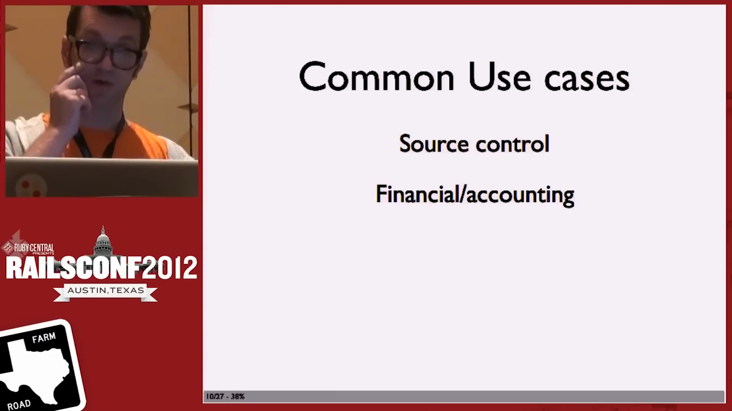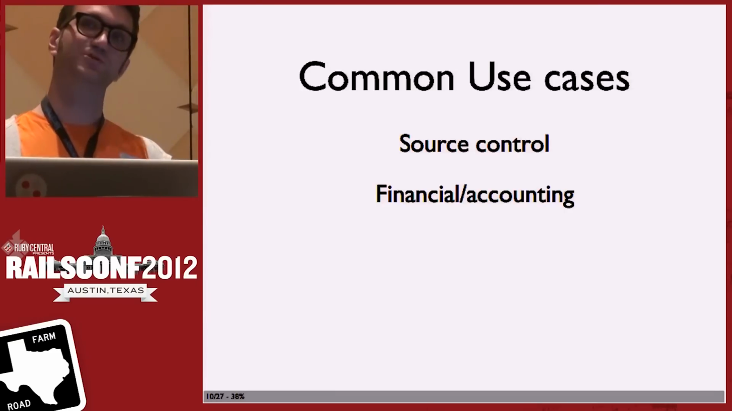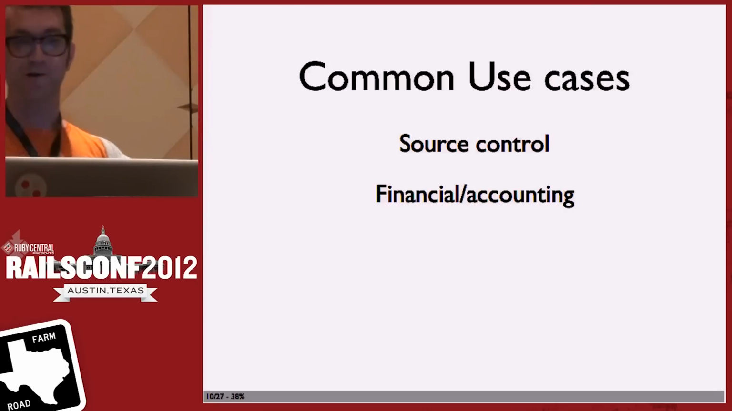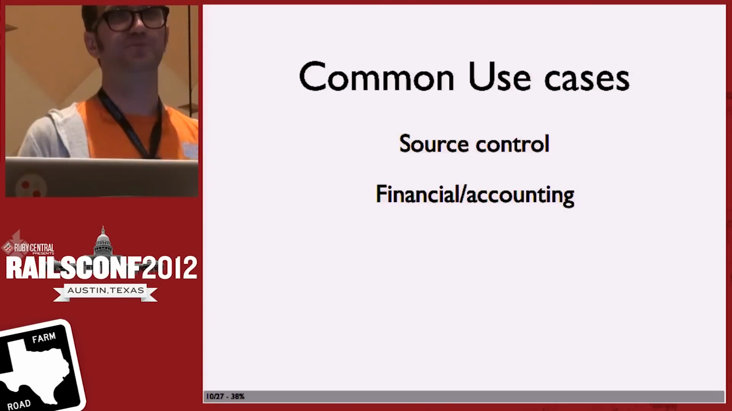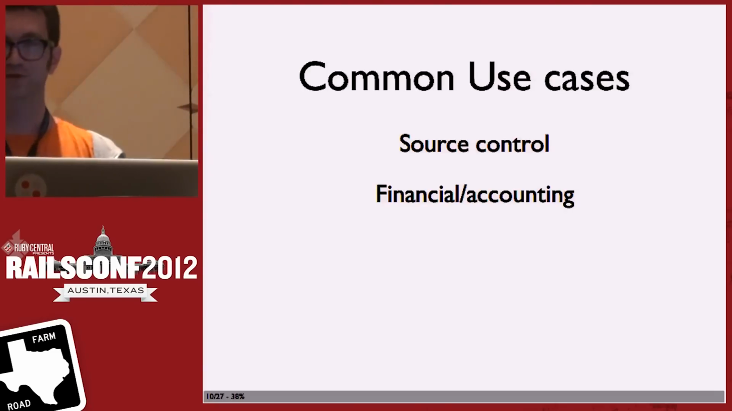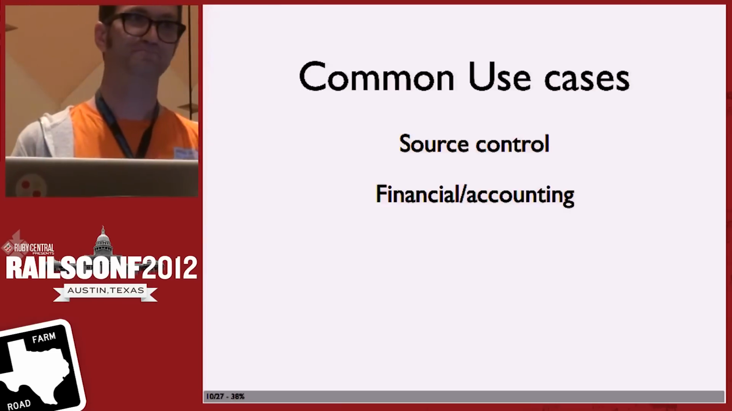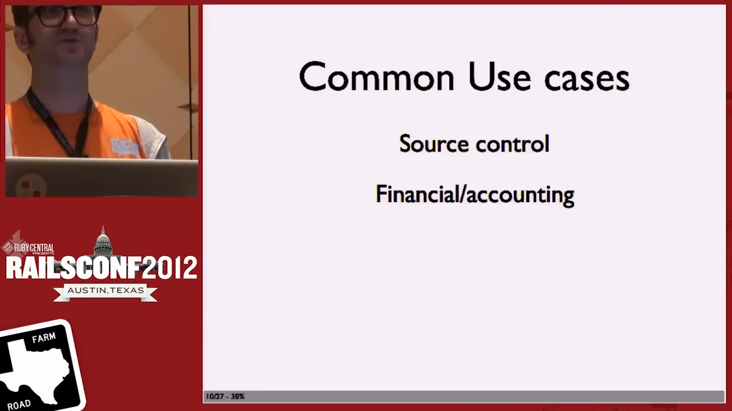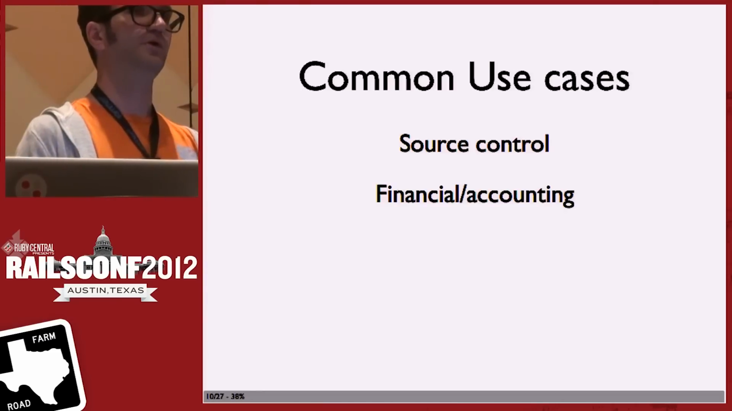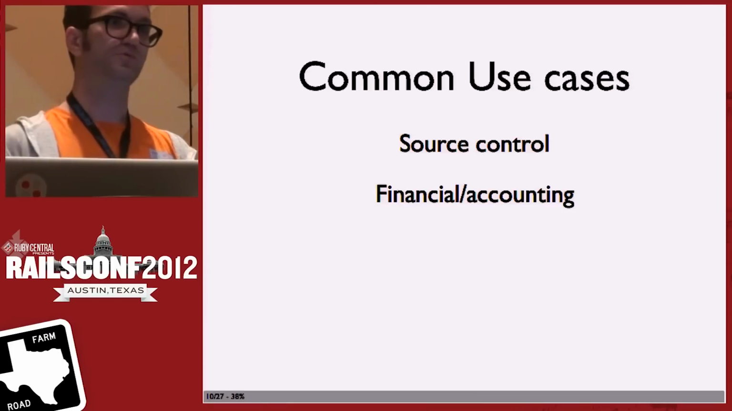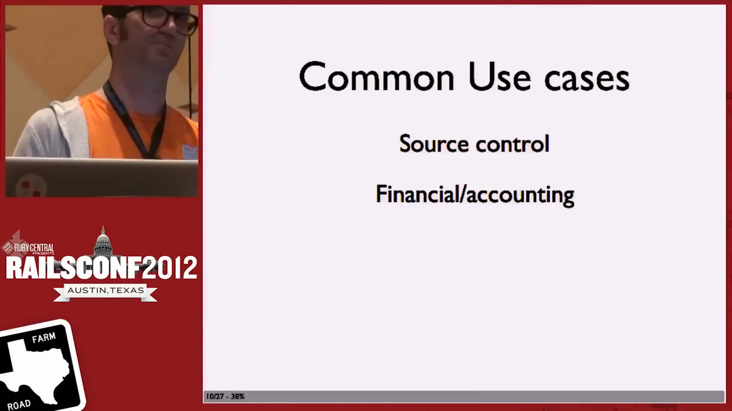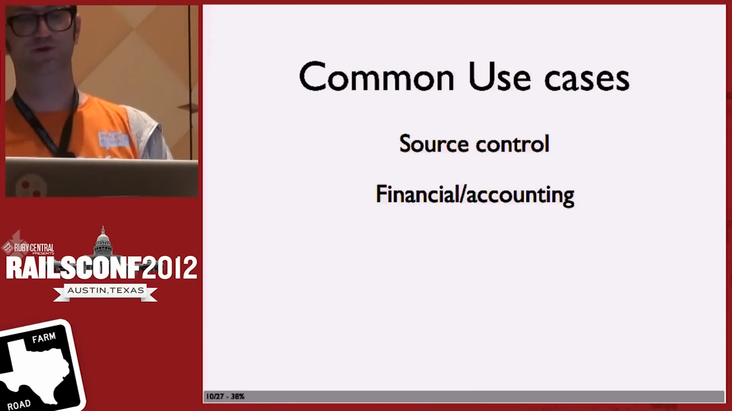Another really common use case of this, as I mentioned, is financial and accounting systems. These are domains where you absolutely, positively cannot screw up. You absolutely, positively have to be able to prove at any point in time how you got where you are. If you don't, federal people are going to want to come talk to you, and they're not nice.